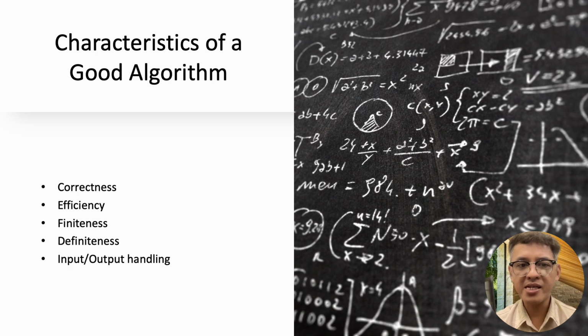Imagine an algorithm that takes 1 hour to sort just 10 numbers. That would be very inefficient. Third is finiteness. It must have a clear stopping point. If it keeps running forever, then it's not a good algorithm. Ibig sabihin, ang algorithm natatapos. Fourth is definiteness. Each step must be clear and unambiguous. Malinaw dapat. For example, saying sort the list is not clear unless you define how you are going to sort it. Finally, it must handle input and output properly.